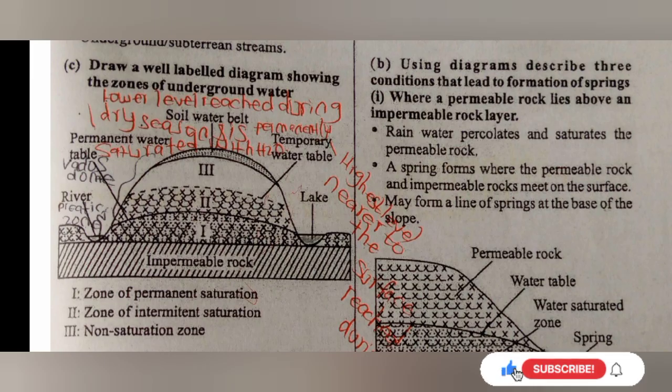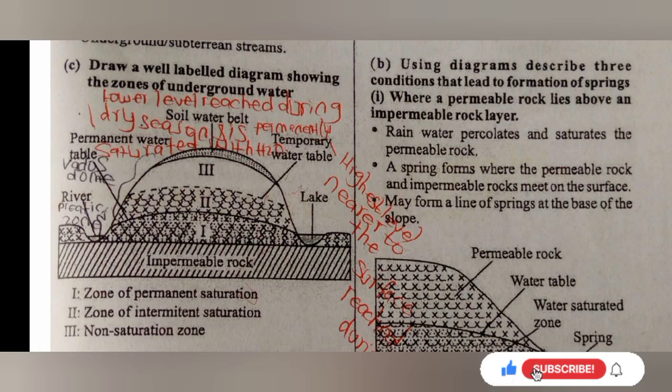Then you have zone number 3. It is the zone of non-saturation, and it's important to know that it's a zone of rock layers found immediately below the surface, and it's a permeable layer. It allows water to pass through but never remains in the pores for a long period of time to saturate the rocks. And it's important also to know that the top part of this zone is also called the soil water belt.